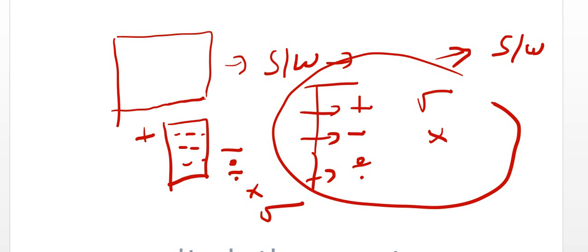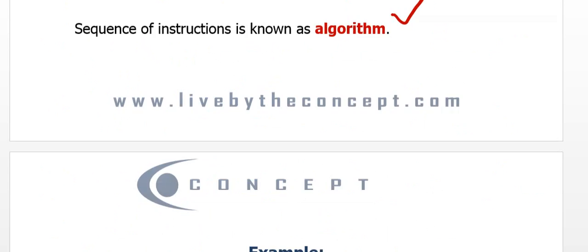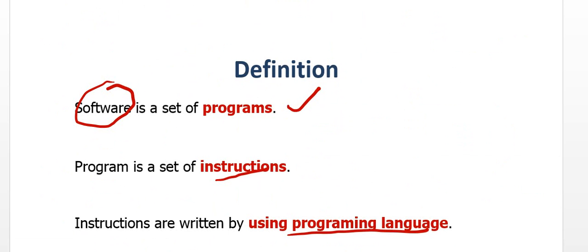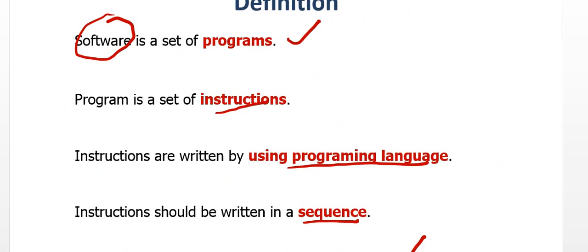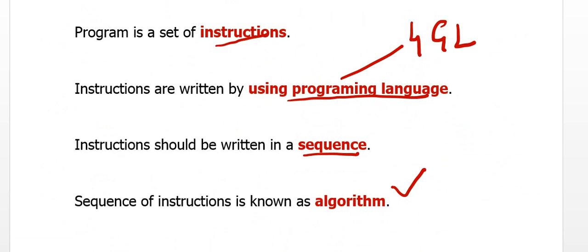So if we are revisiting our definition, then in that case you get the idea that software is a set of programs, and a program is a set of instructions. Instructions are written using a programming language. There are basically 4 programming languages, or I can say the evolution of 4 programming languages. Right now the programming language which we are using is the 4th generation programming language, and instructions should be written in a specific sequence, and the sequence of instructions is technically known as algorithm.